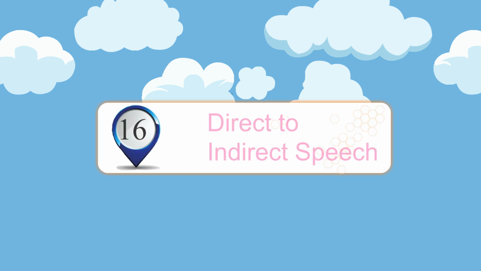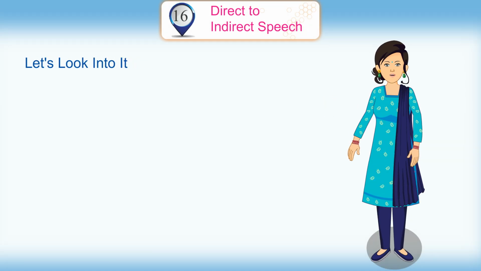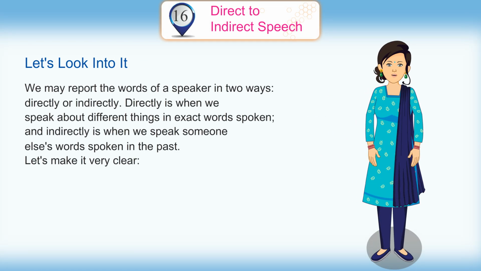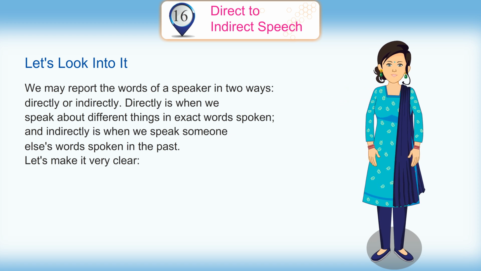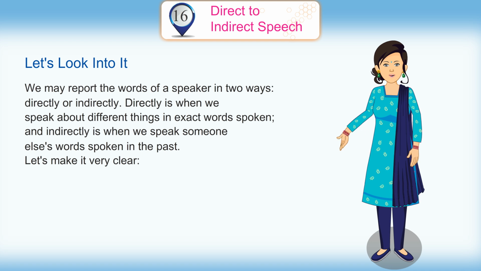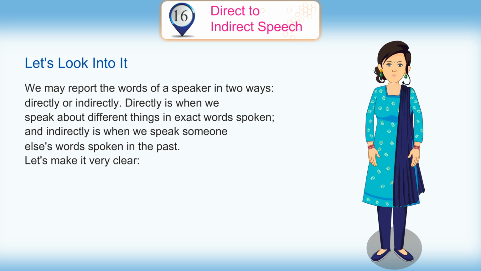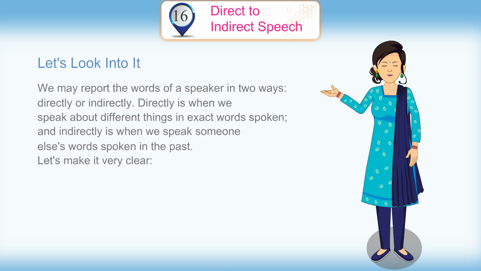Chapter 16. Direct to Indirect Speech. Let's look into it. You may report the words of a speaker in two ways, directly or indirectly. Directly is when we speak in the exact words spoken, and indirectly is when we report someone else's words spoken in the past.